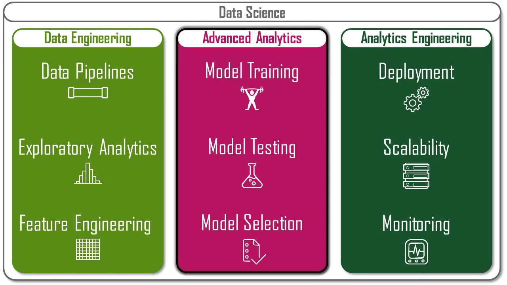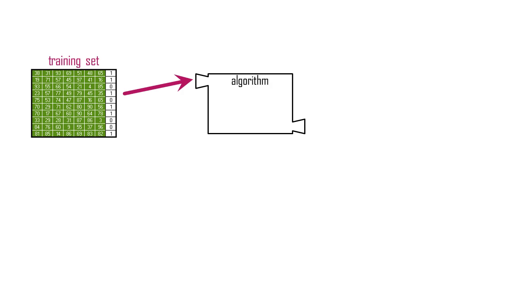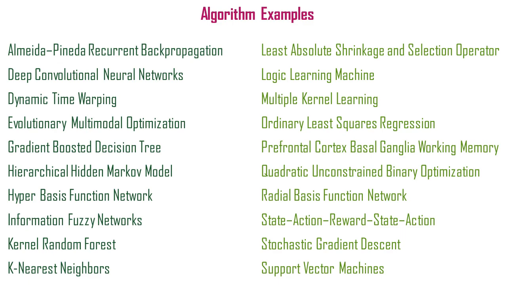Next, I'll briefly explain what goes on in the advanced analytics stage. For a supervised machine learning task, our training set contains historic data with values for the features and a label for the target. It can contain millions of records, and they are input into an algorithm. There are thousands of different algorithms to choose from, and here are a few samples.